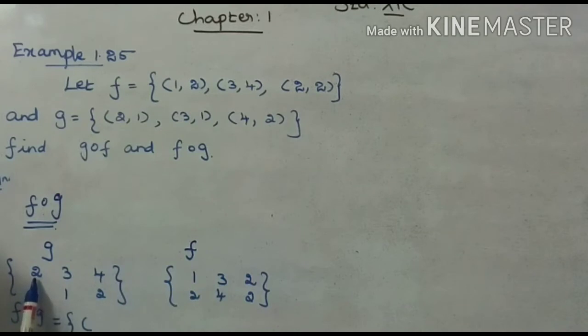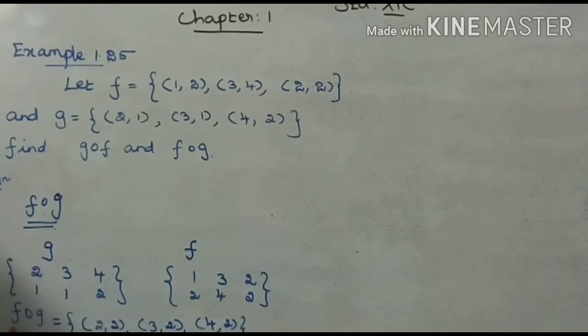See the first number 2. 2 goes to 1, but this 1 goes to 2. So the ordered pair is (2, 2). And the next number 3 goes to 1, but 1 goes to 2. So the next ordered pair is (3, 2). And 4 goes to 2, but this 2 goes to 2. So (4, 2) is the last ordered pair.